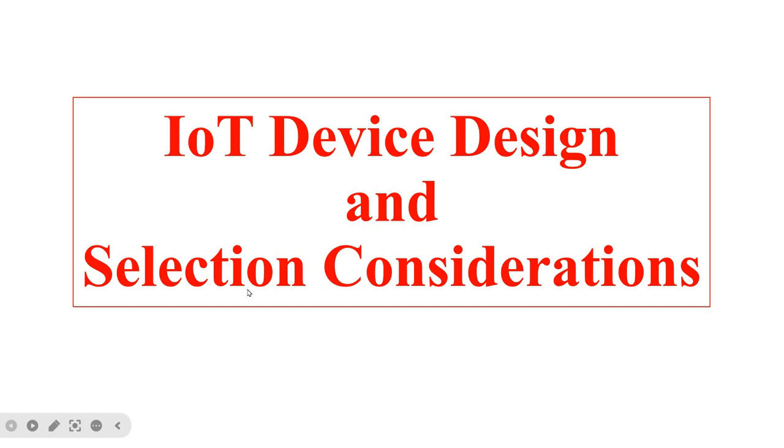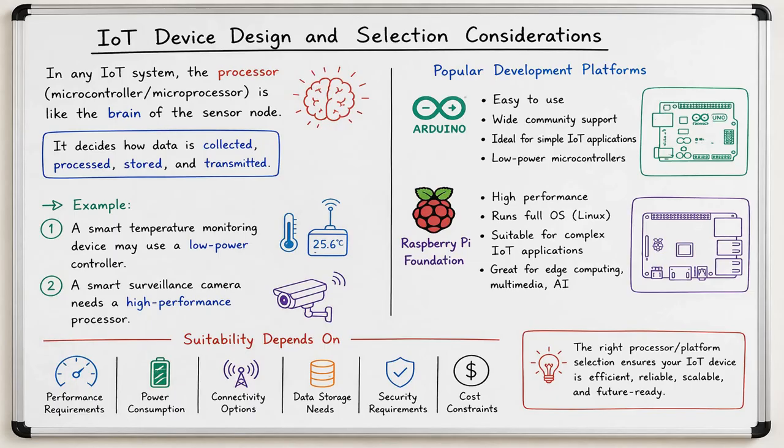In this lecture video, we will understand what are the different IoT device design and selection considerations. So in any IoT system, the processor, that is the microcontroller or the microprocessor, controls all the operations of the IoT device, and just like a human brain, it takes inputs, makes decisions and controls the outputs. And it decides how data is collected, processed and stored and then transmitted.